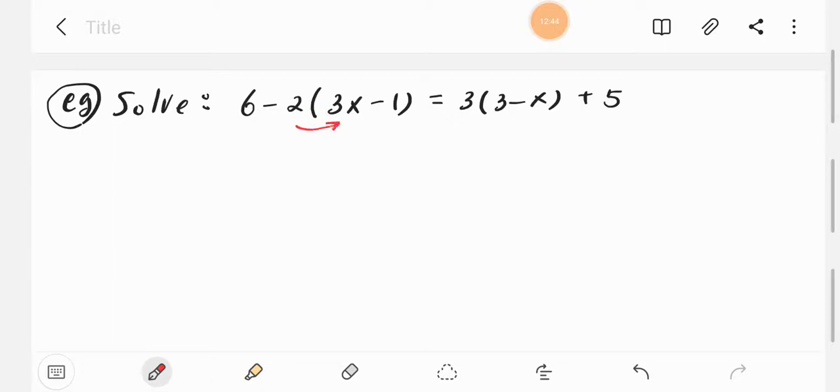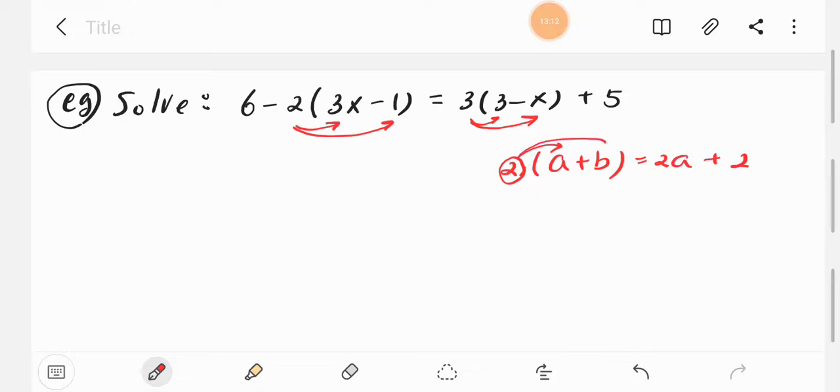So distribute the parentheses. Do you remember the distributive property? If a plus b in parentheses is multiplied by 2, then what do we do? Multiply each term inside the parentheses by this factor 2, right? So this will be 2a plus 2b, right? So we're going to do it this way.